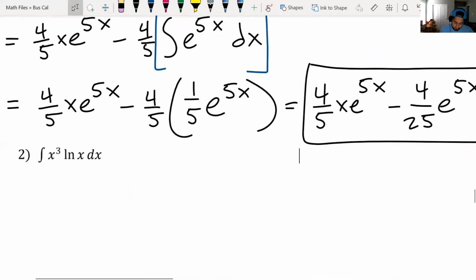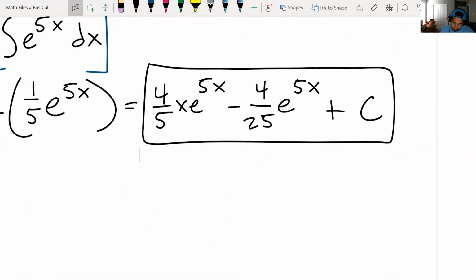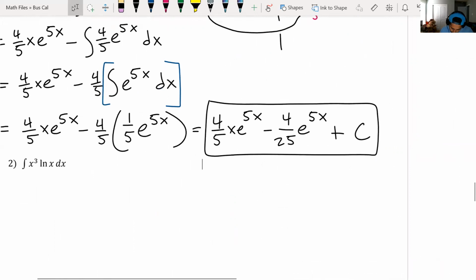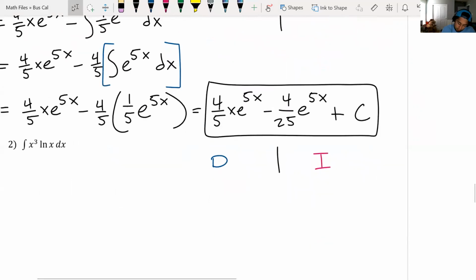All right, number 2. The integral of x cubed times the natural log of x dx. So again, let's make my columns. We'll have a derivative column, and we'll have an integral column. All right, for x cubed times the natural log of x.